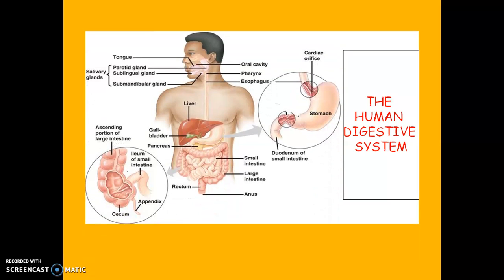Now we have the human digestive system. You see the picture over here, starting from the mouth, which has the tongue, which is also called the oral cavity. Then we have the esophagus, then the stomach, the small intestine, the large intestine, and the anus.